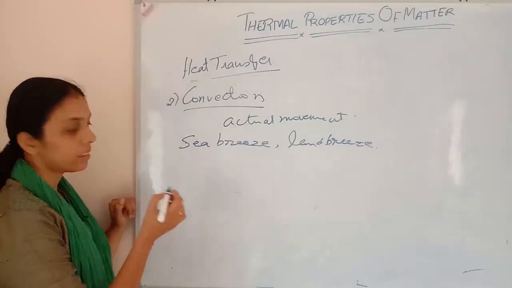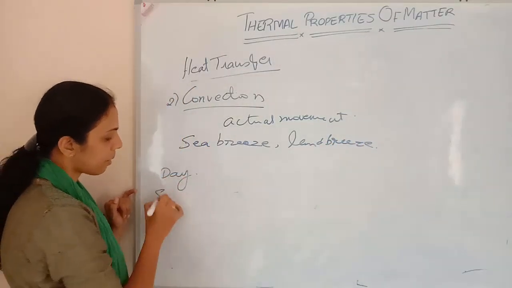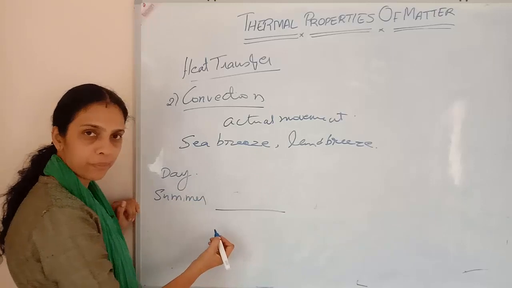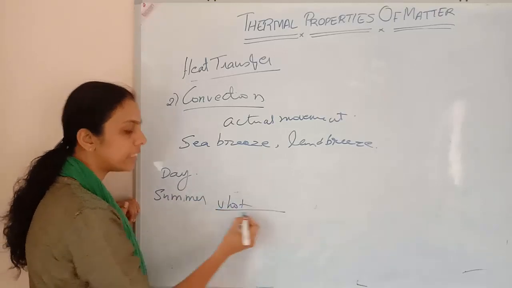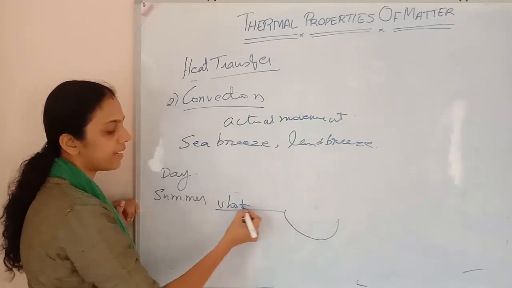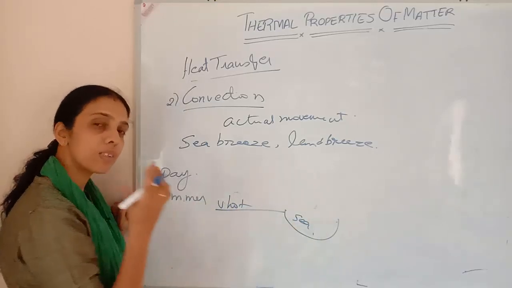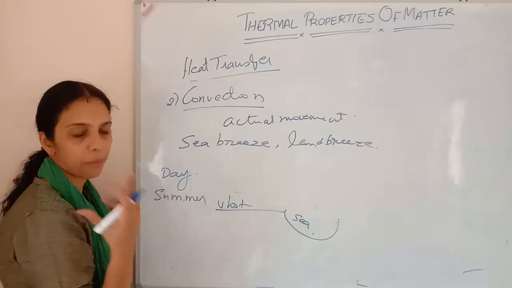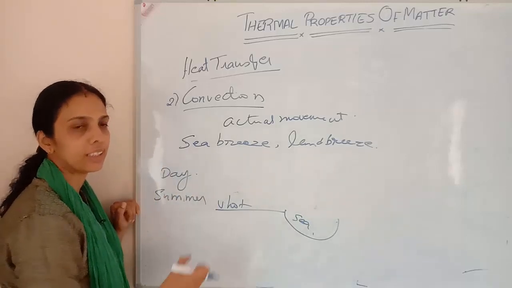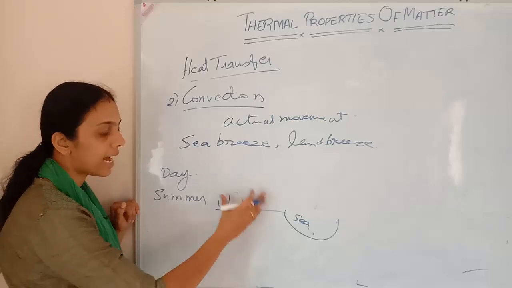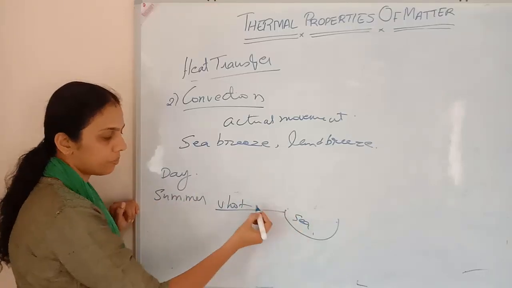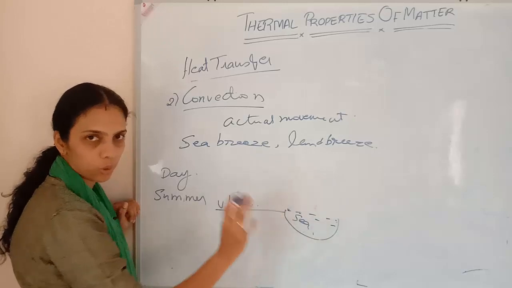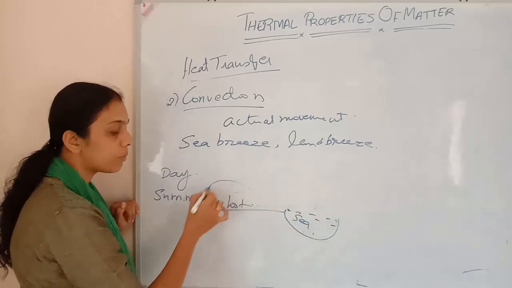See, when we are considering the daytime in summer season, the land near the sea will be very hot, because sea means water. It will be containing water. Water has very good specific heat capacity, so it will absorb more heat energy than land. So land will be getting very hot but sea won't be that much. Compared to the land, sea will be the cooler one.